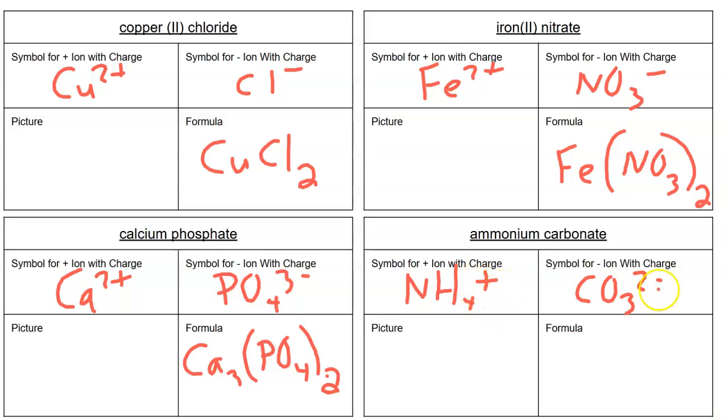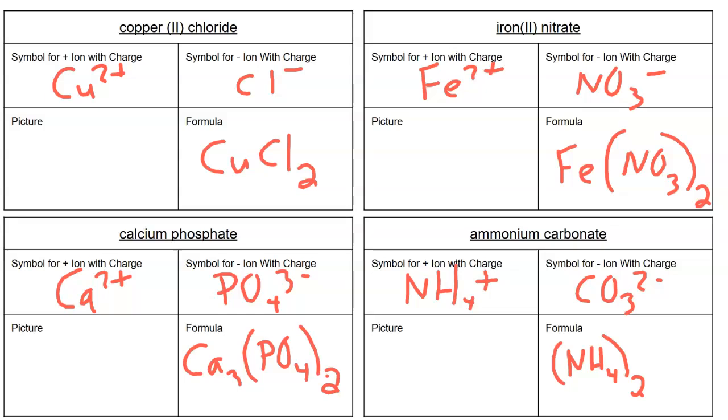What do the charges tell us? Well, for every 1 carbonate, there's a -2 charge. That means I'm going to need 2 NH4 pluses for every 1 CO3 2 minus. How do I write that? Well, I need 2 NH4 pluses. So I put that like this. An additional subscript of 2.